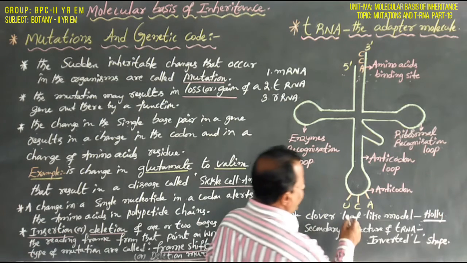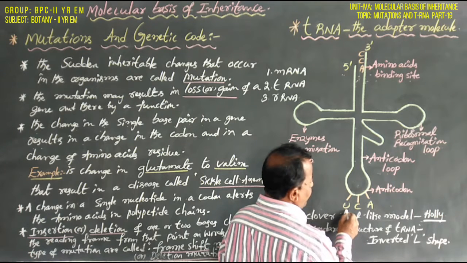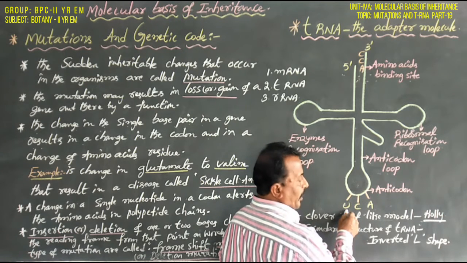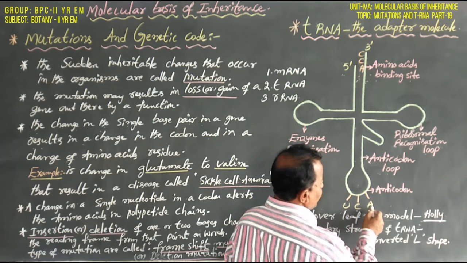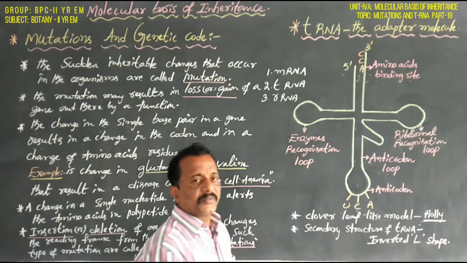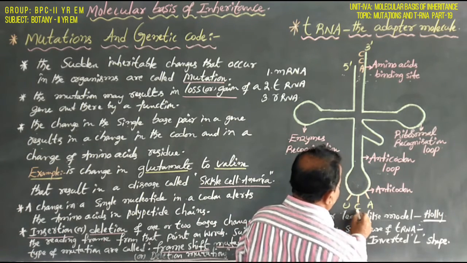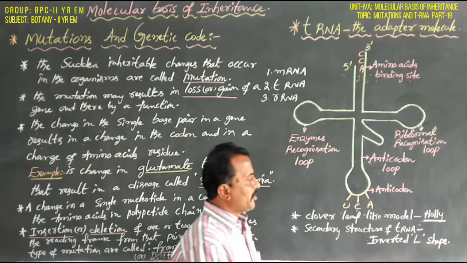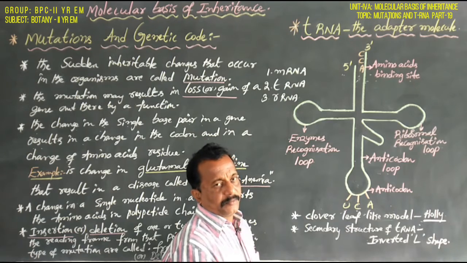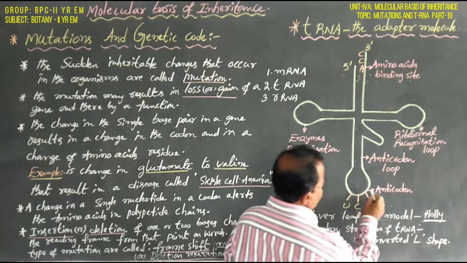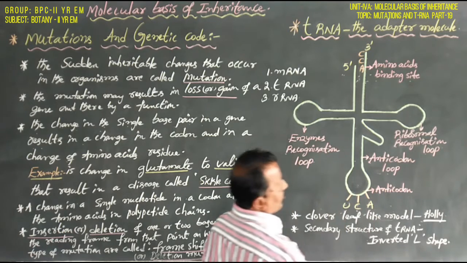So the mRNA codon will be changed: uracil is replaced by adenine, cytosine is opposite guanine, adenine is replaced by thymine, meaning anticodon. Okay, now. So this is an anticodon loop. This is an anticodon, that is UCA.